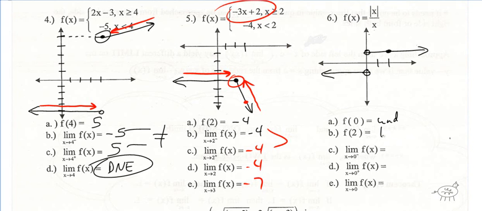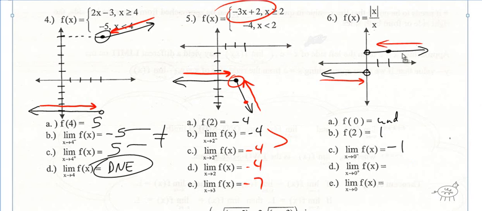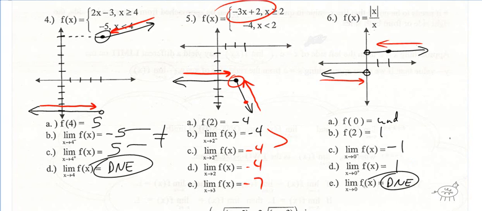Okay, now let's look at as x approaches 0 from the negative side. What's that y value? That y value is -1. What about coming from the positive side? Well, isn't that +1? So what is the two-sided limit? Does not exist because they're not equal.